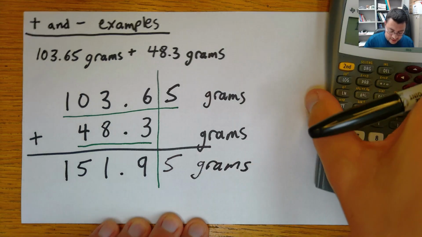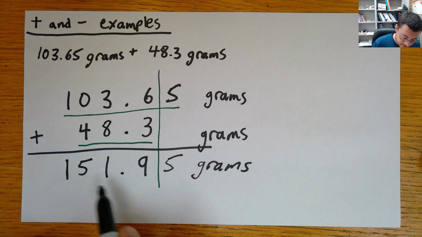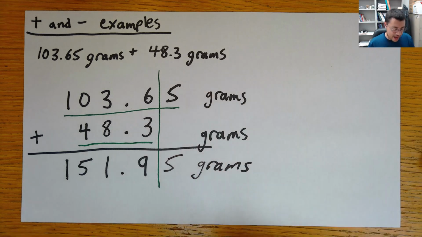Grams. Okay, 151.95 grams. So again, do the math in your calculator as normal. The only difference when you're considering sig figs is how you're going to round the number. So 5 and up at a Chem 101 level.